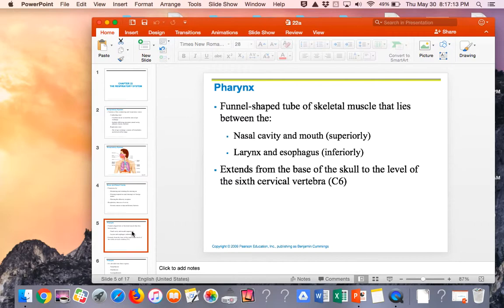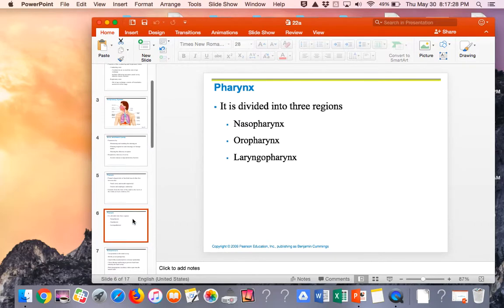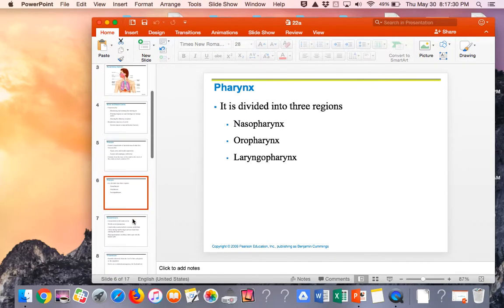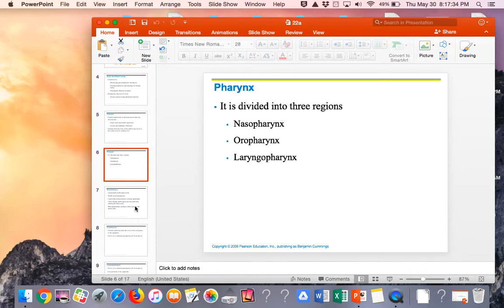Recall that your throat, your pharynx, has three components: the nose throat, the mouth throat, and the throat throat, otherwise known as the naso, oro, and laryngopharynx. Recall that in the oropharynx and laryngopharynx, those two regions, the passageway of the throat, air shares this passageway along with food.